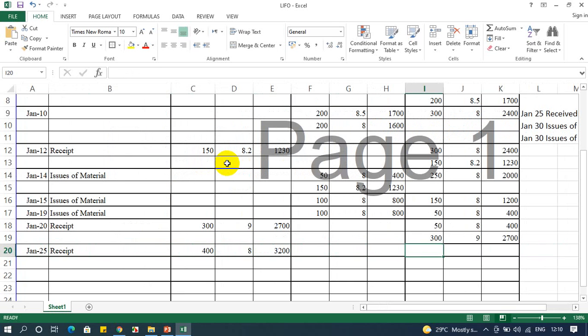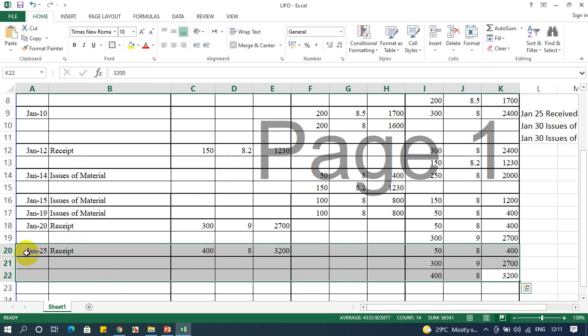Now my earlier balance is 50 at the rate of 8, it will be equal to 400. The old balance again, 300 at the rate of 9, it will be equal to 2700. And then 400 units at the rate of 8 comes to 3200. So this is what we are left with, the balance which we have here, right? So we are using it here.